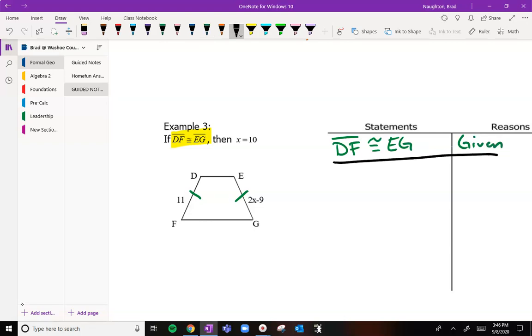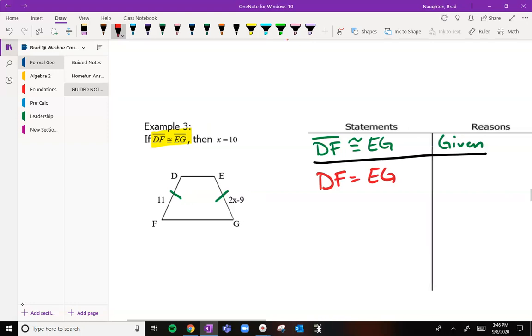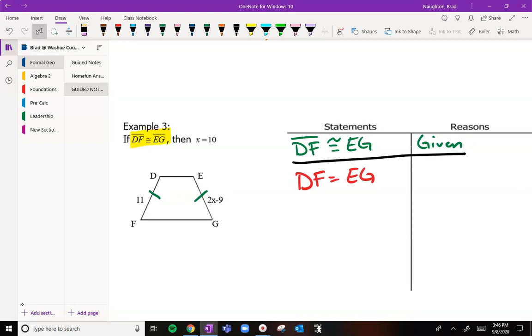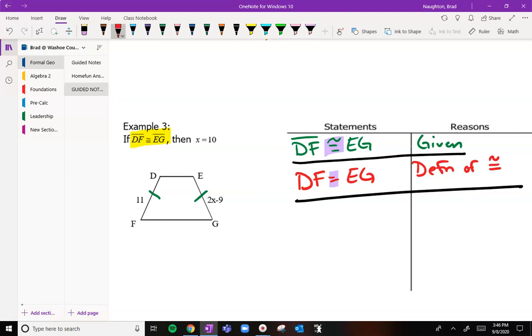And then we say, hey, if they're congruent, that means they have the same measurement. So DF is equal to EG. And if they have the same measurement, we can actually do mathiness with it. So this was the definition of congruence. Anytime you go from congruence to equals, definition of congruence, and I'm not going to lie, you go from here to here a lot. So get used to it.